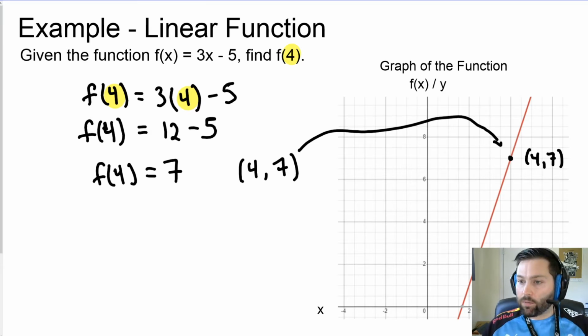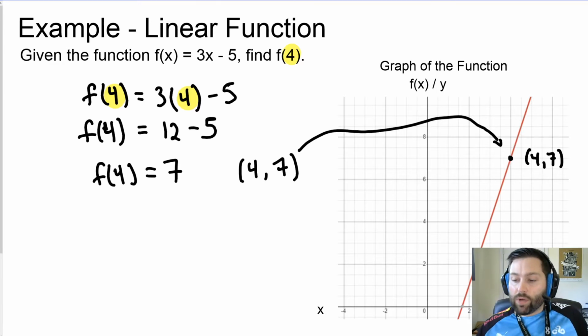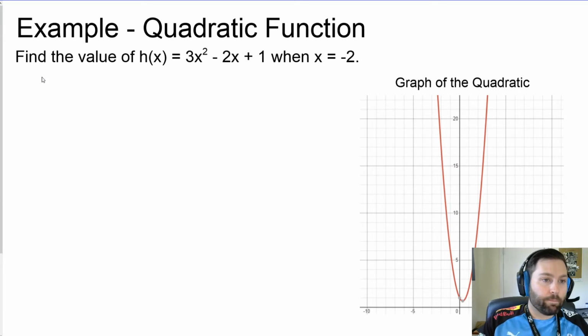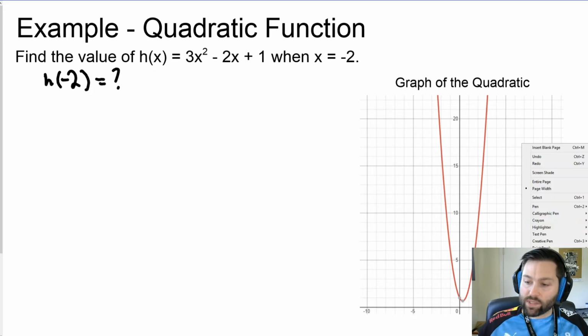I'm fixing my arrow. So it's represented on the graph over here. So now I'm going to do a quadratic function example. Find the value of h of x equals 3x squared minus 2x plus 1 when x is given to be negative 2. So essentially what they're saying, in other words, would be h of negative 2 equals, they want to know what this is. So what I am going to do is use my highlighter here to illustrate to you guys again what you're supposed to do.